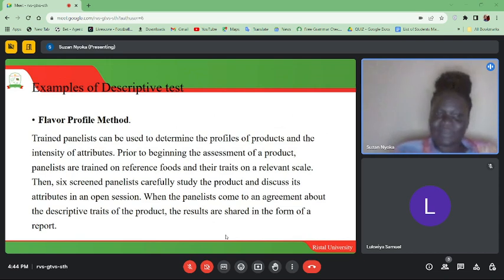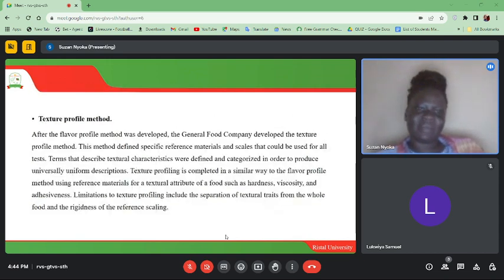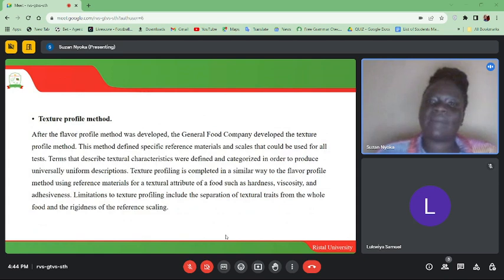And then the texture profile method. After the flavor profile method was developed, the General Foods Company developed the texture profile method. This method defined specific reference materials and scales that could be used for all tests. Terms that describe textural characteristics were defined and categorized in order to produce universally uniform descriptions. Texture profiling is completed in a similar way to the flavor profiling method, using reference materials for textural attributes of a food such as hardness, viscosity, and adhesiveness.